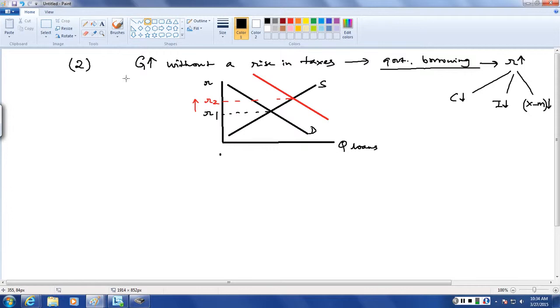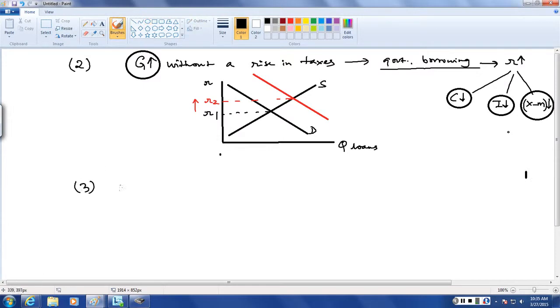You have an increase in government spending, and this causes a decrease in consumption spending, a decrease in investment spending, and also a decrease in net exports. So this is our more complicated crowding out story. It works through the interest rate. Now there is also a third story. And the third story is like this.